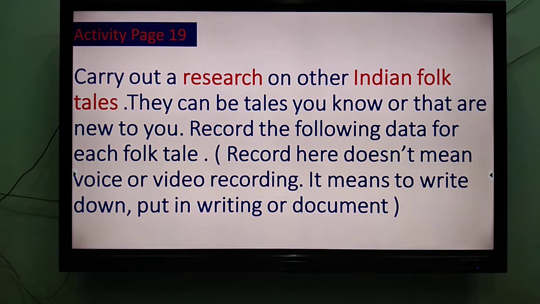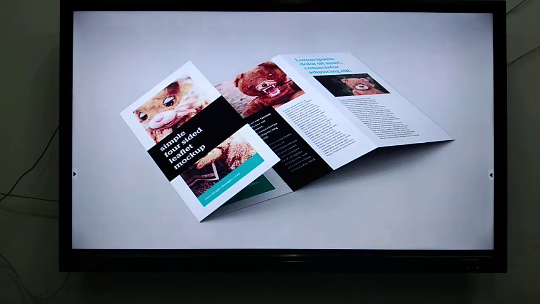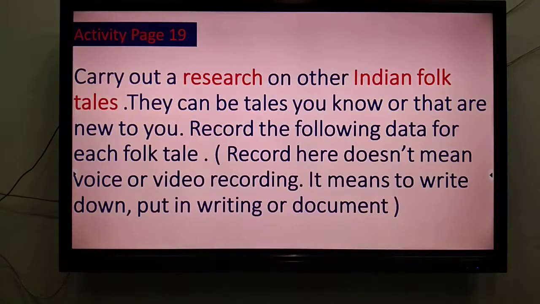Now what is your activity? Your activity is on page number 19. You have to carry out a research on an Indian folk tale. That means a story. Last time I asked you to record it. Now this time you don't have to record. You have to make a flyer like this. You can have 4 folds, make a flyer on both sides, and this will be your activity on a folk tale. Now you may Google and see the various folk tales.